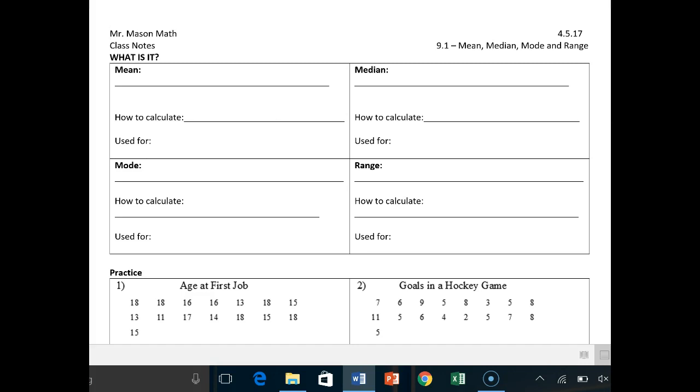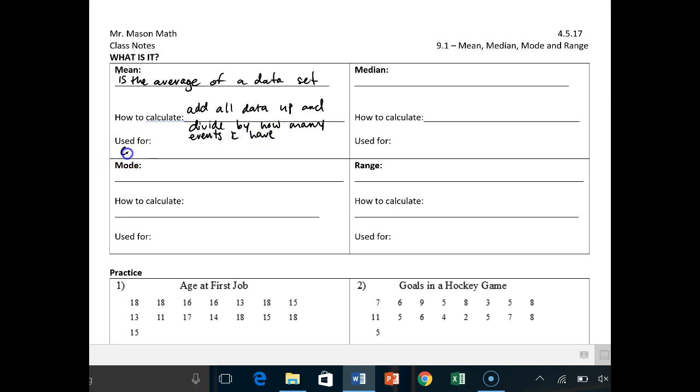So, mean, what is it? Mean is the average of a data set. And how do I calculate it? I add all data up and divide by how many events I have.